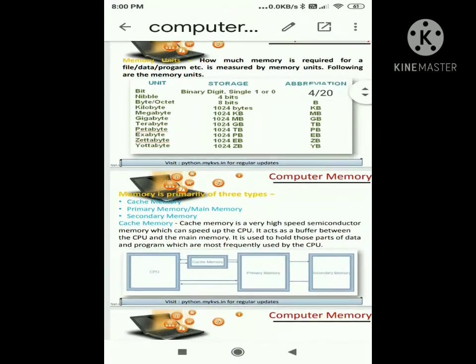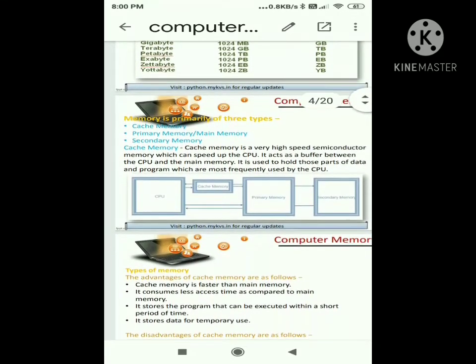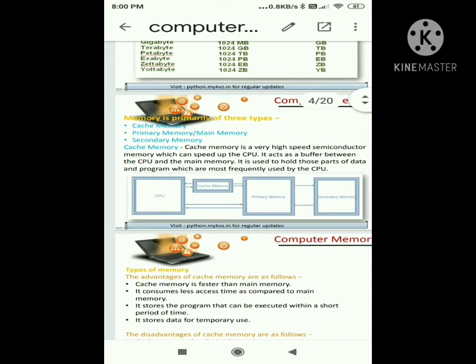So the next topic is types of memory. The first type is cache memory. Cache memory is a very high speed semiconductor memory which can speed up the CPU. It acts as a buffer between the CPU and the main memory. It is used to hold those parts of data and program which are most frequently used by the CPU.